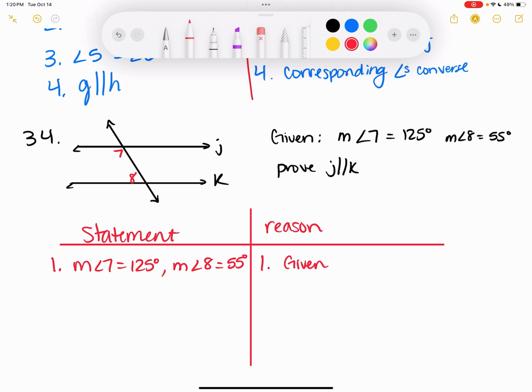Any ideas on what my next thing would be given the picture that I was given and knowing that I'm trying to prove that J and K are parallel? The measure of angle 7 plus the measure of angle 8 equals 180 degrees. Yep, measure of angle 7 plus the measure of angle 8 is equal to 180 degrees, and why is that? The corresponding interior angles converse. Definition of... so the corresponding converses would be proving that the lines are parallel.